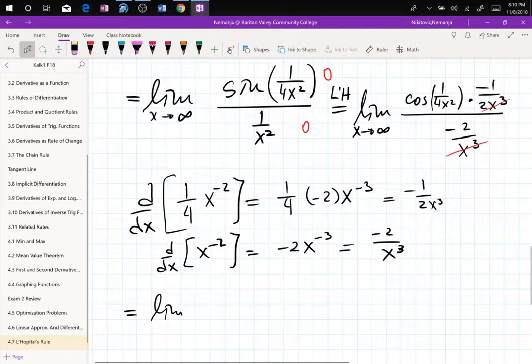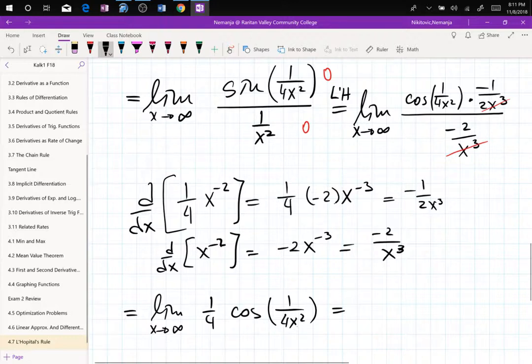So limit x goes to infinity of, now this 2 and this 2 and the negatives cancel as well. So this becomes 1/4 cosine of 1 over 4x squared. Now when you plug in infinity, you get 1/4 cosine 0, which is 1/4. Who would say when you multiply 0 times infinity, you get a quarter, right? How cool is that?